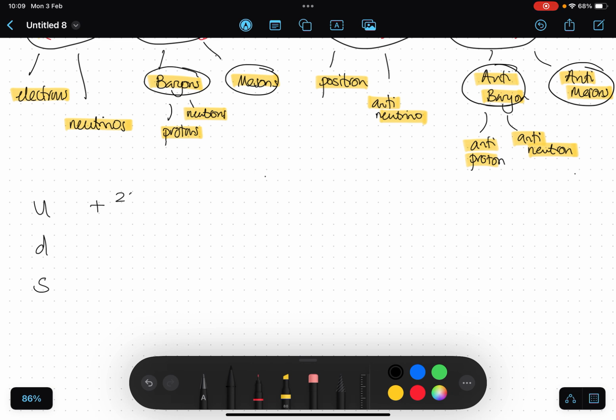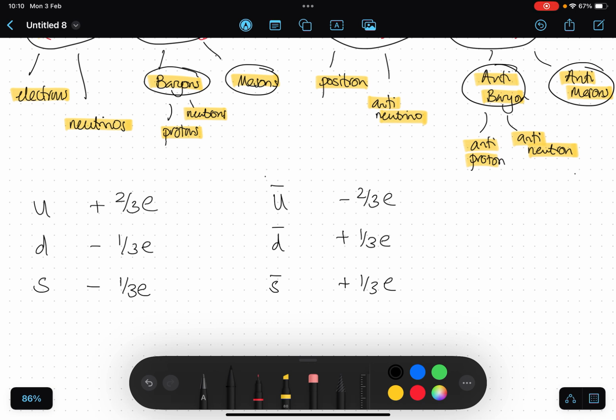So the up quark has charge 2/3 e, the down quark minus 1/3 e, the strange quark minus 1/3 e, and the corresponding antiquarks, and remember we use this little hat symbol to denote that we're talking about the antiparticle rather than the particle. They have the same mass but opposite charge. So we must have minus 2/3 e, plus 1/3 e, plus 1/3 e.